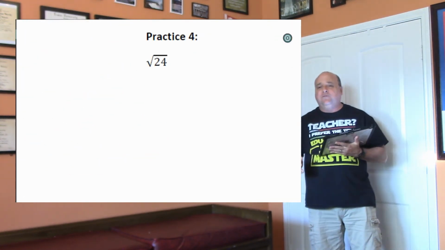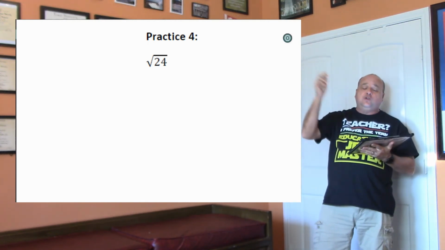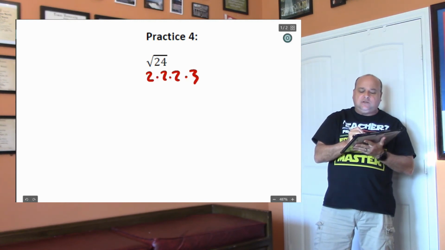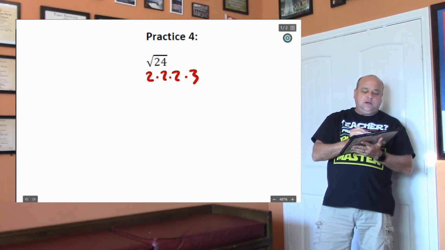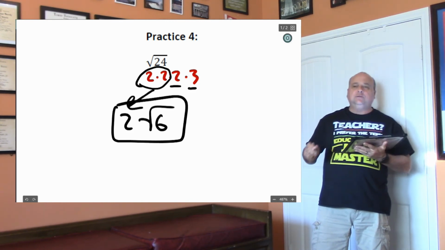Lastly, let's do 24. And I'm not going to do the calculator because Mr. Toops has one right here. 24 is 2 to the 3rd times 3. So 2 times 2 times 3. I could circle a pair of 2's. So the 2 comes out, but the 2 and the 3 stay in. This would be the answer.